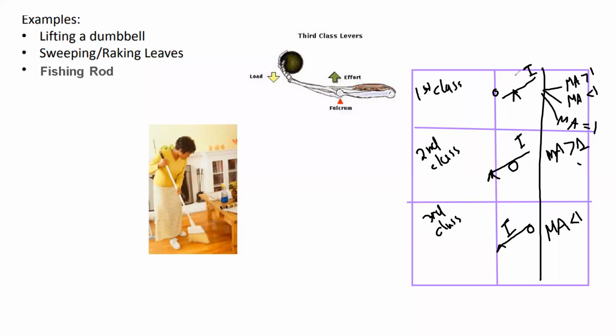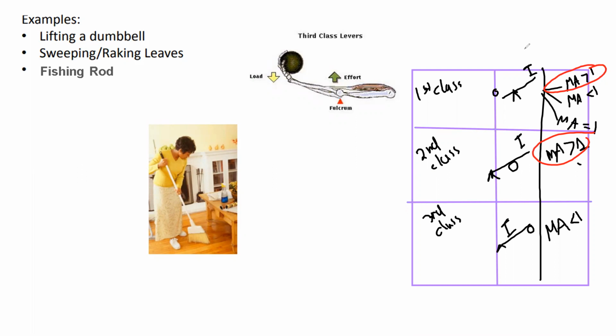When the mechanical advantage is greater than 1, we have 2 situations. If the load is between the input and the fulcrum, or if the load is closer to the fulcrum, the mechanical advantage is greater than 1.